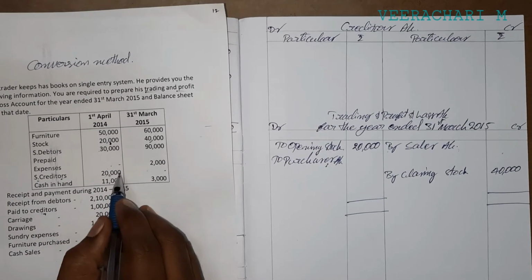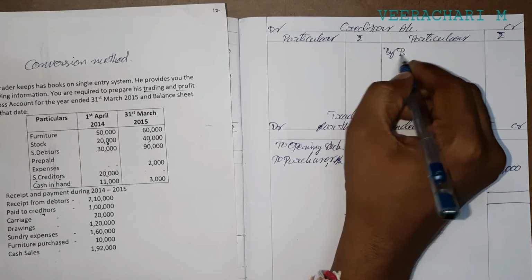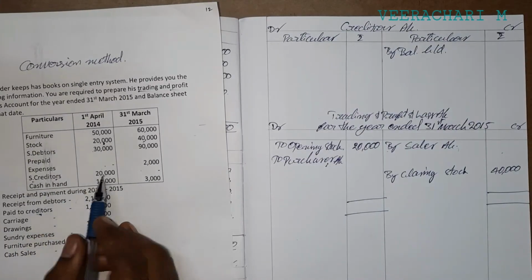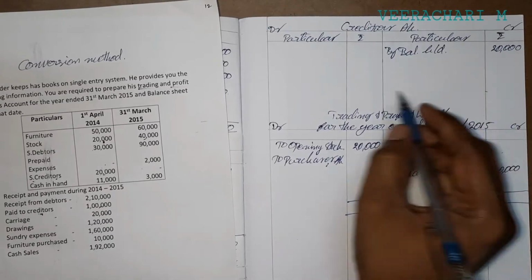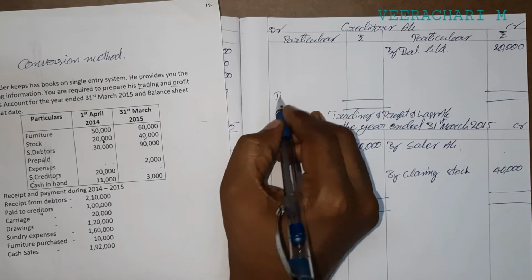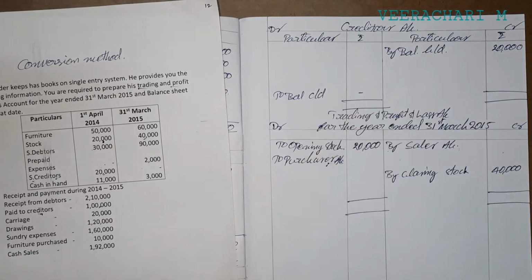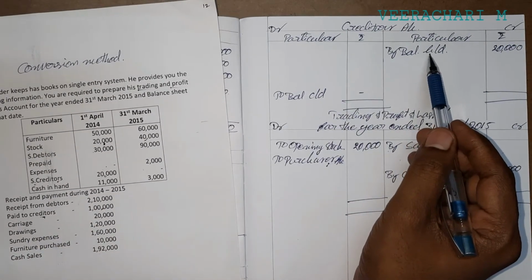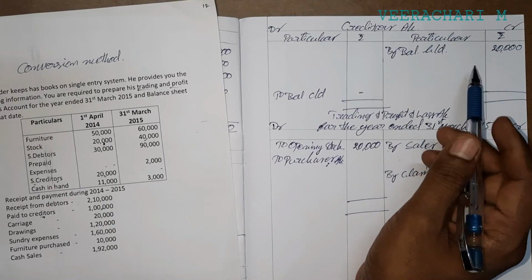So the opening creditors, we should credit to the creditors account by balance brought down, B by D. The amount of opening creditors is 20,000. And also you can write to balance carried down nil. There is no amount of closing creditors.